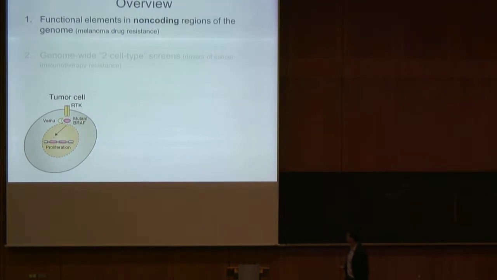But just to give you a roadmap of where we're going today, I thought I'd start with one recent story about looking for functional elements not in genes, but in that other large portion of the genome that's non-coding, that we think harbors many regulatory elements that can control genes. There I'll show you a very specific example from drug resistance in melanoma, drug resistance that evolves to a very molecularly targeted therapy. So that's going to be the first part of the talk.